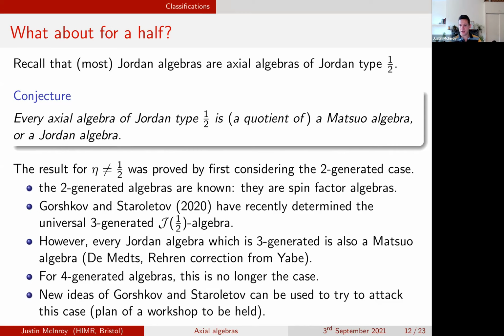And actually, Gorshkov and Staroletov have some new ideas in their paper, and there's a group of us who've planned a workshop to try to use some of these new ideas to attack this problem. It's been slightly delayed by COVID, as have all these things, but hopefully this will be going ahead soon or early in the new year.